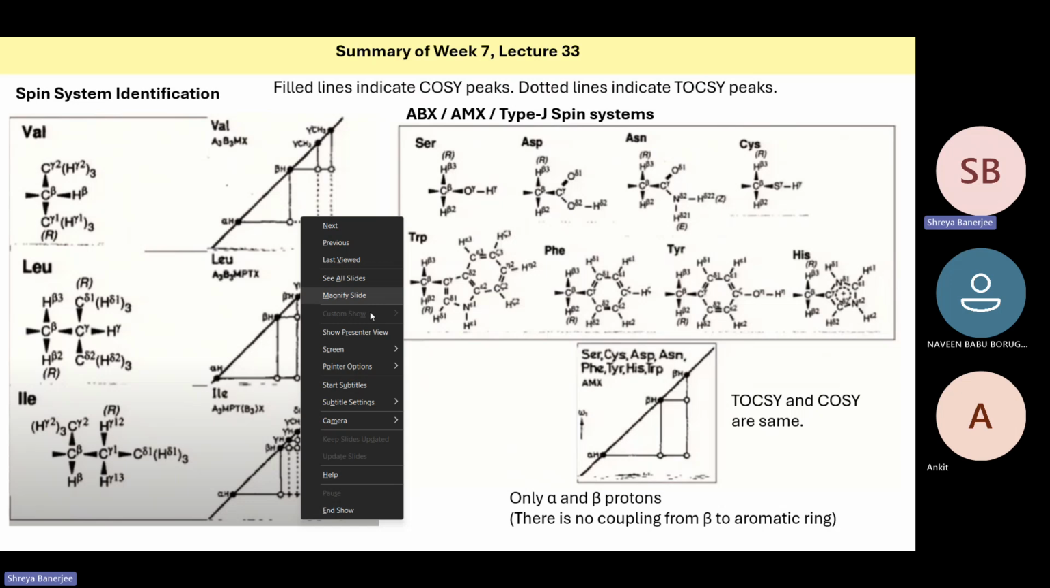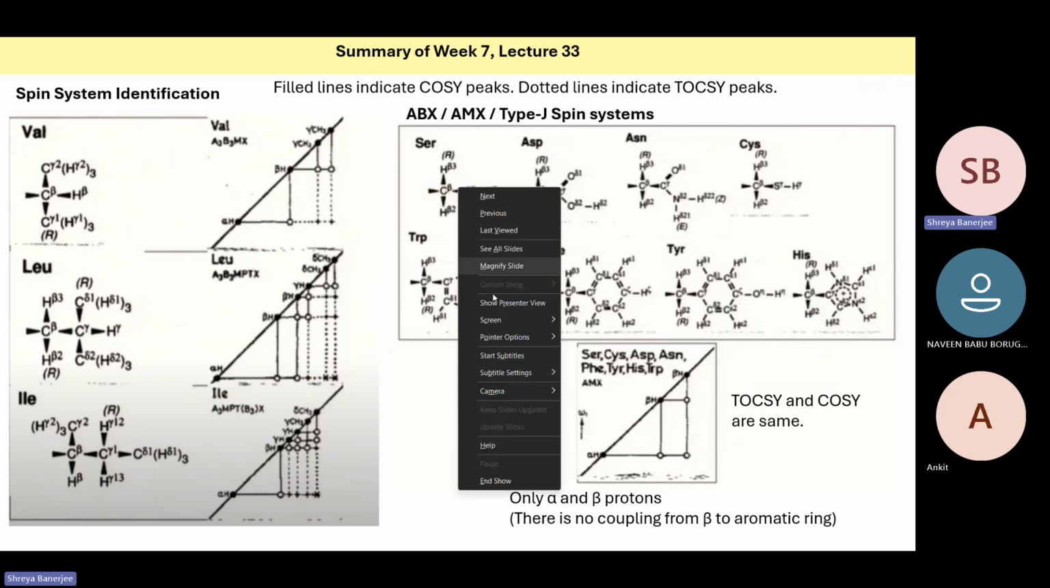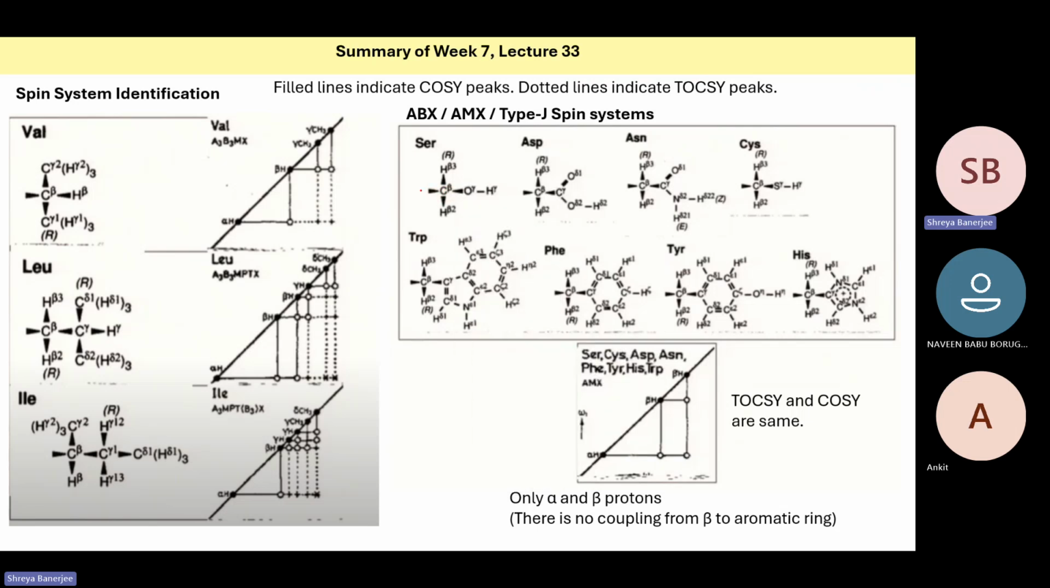Then you have another kind of amino acid called the ABX system or type J. So in this amino acid, what happens? You just have alpha and beta protons. If we look at serine, in all the examples shown here, C alpha H alpha is basically not shown. So you just imagine one C alpha H alpha here.